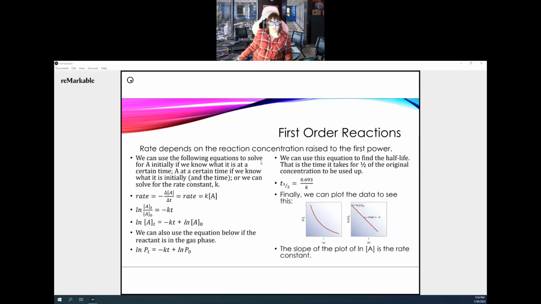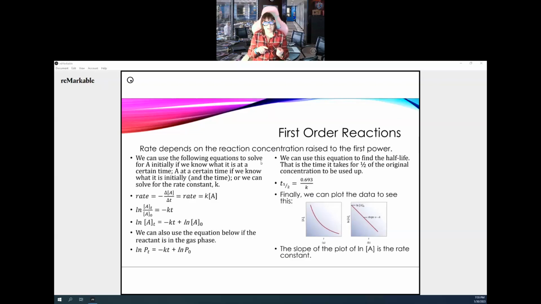Now we've talked quite a bit about first order reactions. We found a bunch of them that were first order. In that case, rate depends on the reactant concentration raised to the first power. We can use any of the following equations to solve for A initially if we know what it is at a certain time, A at a certain time if we know what it is initially and the time, or we can solve for the rate constant k. So we have this series of equations that applies for first order reactions. Now, we're going to have a similar set of equations for our zero order reactions and our second order reactions, but these are the ones that apply for first order reactions.